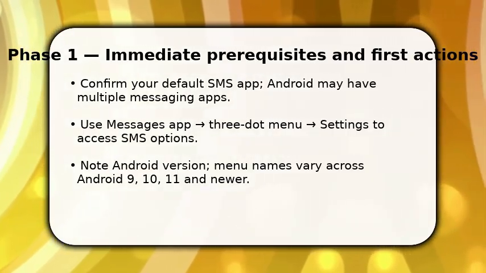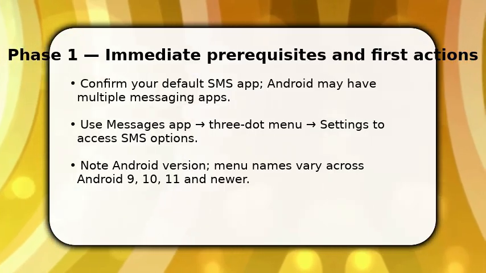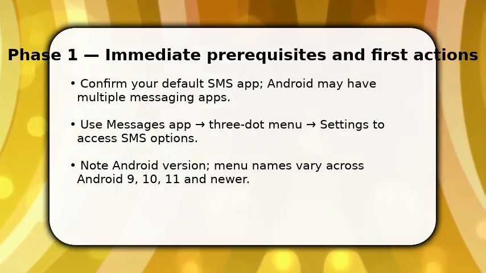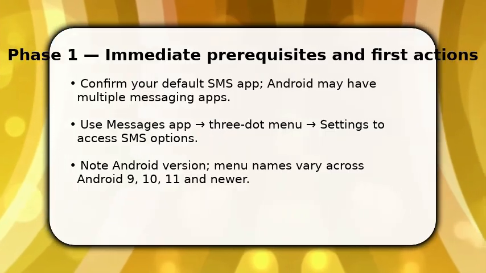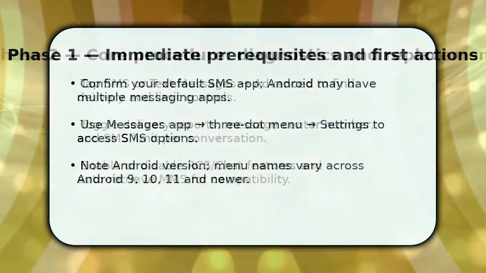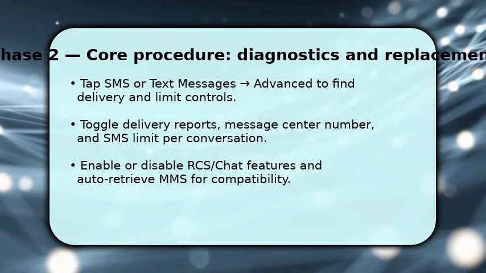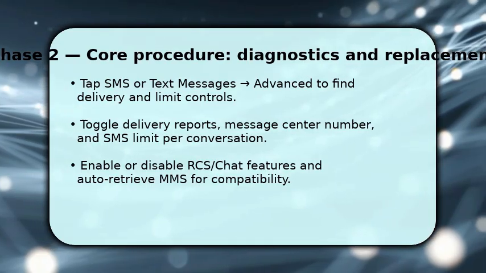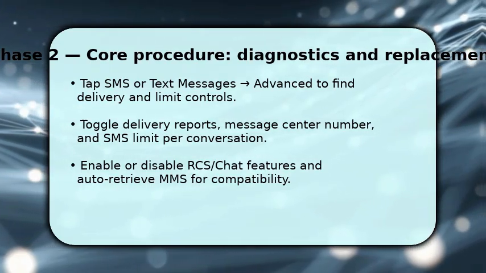Now locate the SMS or text messages section. This is where delivery reports, SMS limits, and number options live. Doing this first saves time and prevents changing the wrong app. Once in SMS settings, tap Advanced to reveal delivery reports, the SMS service center number, and message limits.